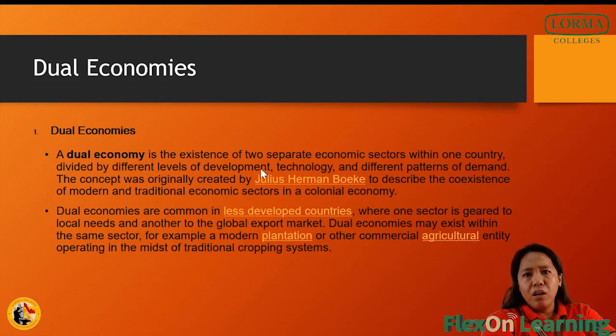So Julius Herman's book described the coexistence of modern and traditional economic sectors in a dual economy. Dual economies are usually common in less developed countries like the Philippines, wherein you will see that the urban areas are highly advanced. You can see lots of banks, you can use ATM, you can use checks in urban areas. You can easily transfer from one country to another, easy transfer. But when you go to the rural areas, there's a little bit of difference. So countries which are considered less developed usually see this dual economy. Study also countries with dual economy.